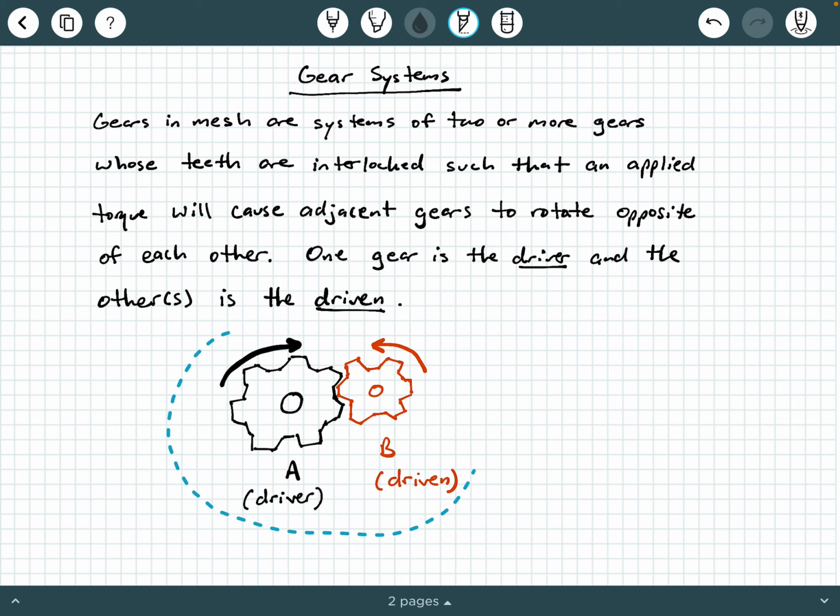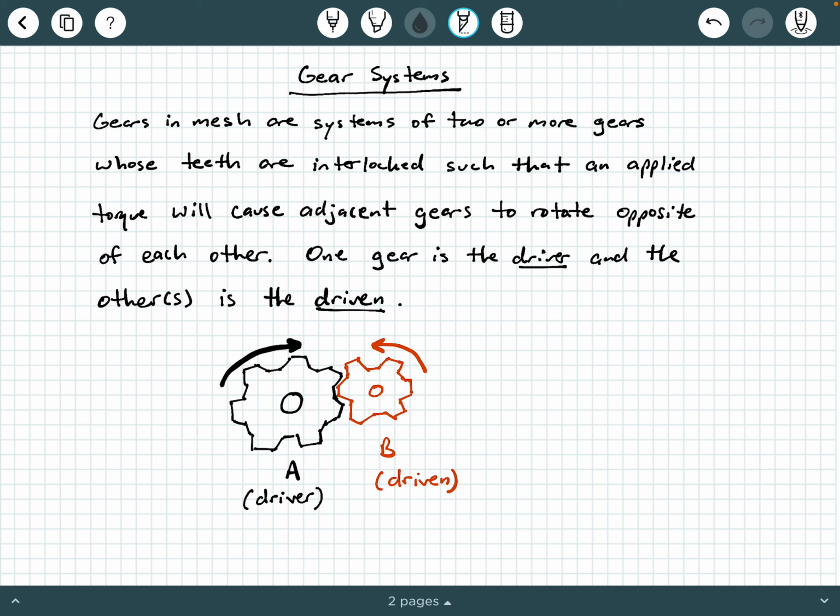So in this little illustration here, we have a larger gear A that has a torque moment that is either applied to it or is transmitted to it. And what that's doing is that's going to cause the gear B that gear A is in mesh with to rotate in the opposite direction. So notice that gear A, which is going to be the driver in this illustration, is rotating clockwise, and then gear B, which is the driven, is going to then rotate counterclockwise in response to that.